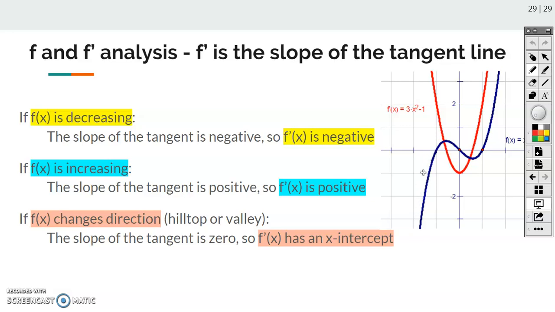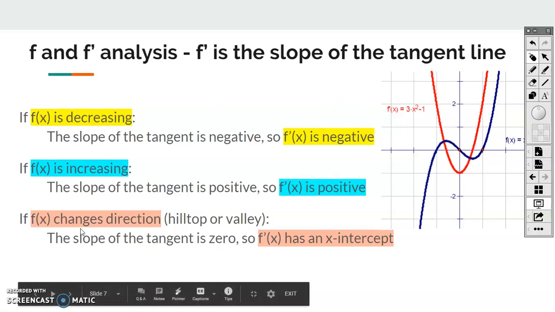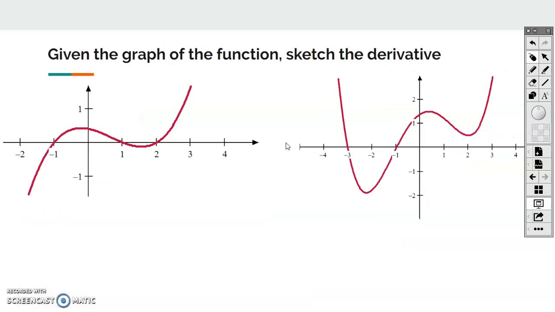So right here, my original function is increasing, so the derivative is positive. It's above the x-axis. Right here, I flatten out, so I have an x-intercept on the derivative. From here to the next place I flatten out, I'm decreasing the whole time, so my derivative is negative the whole time. When I flatten out again, the derivative should be 0, and then from here on out, I'm increasing, so the derivative is positive. Again, these relationships are really, really big. Go ahead and hit pause and try to graph the derivative if this is the original function.